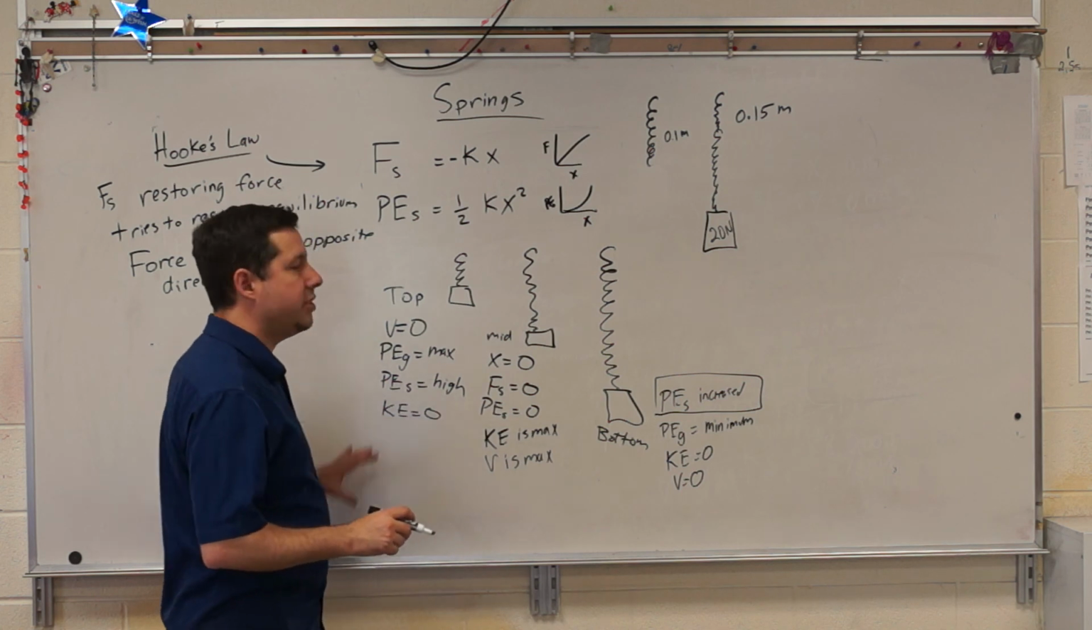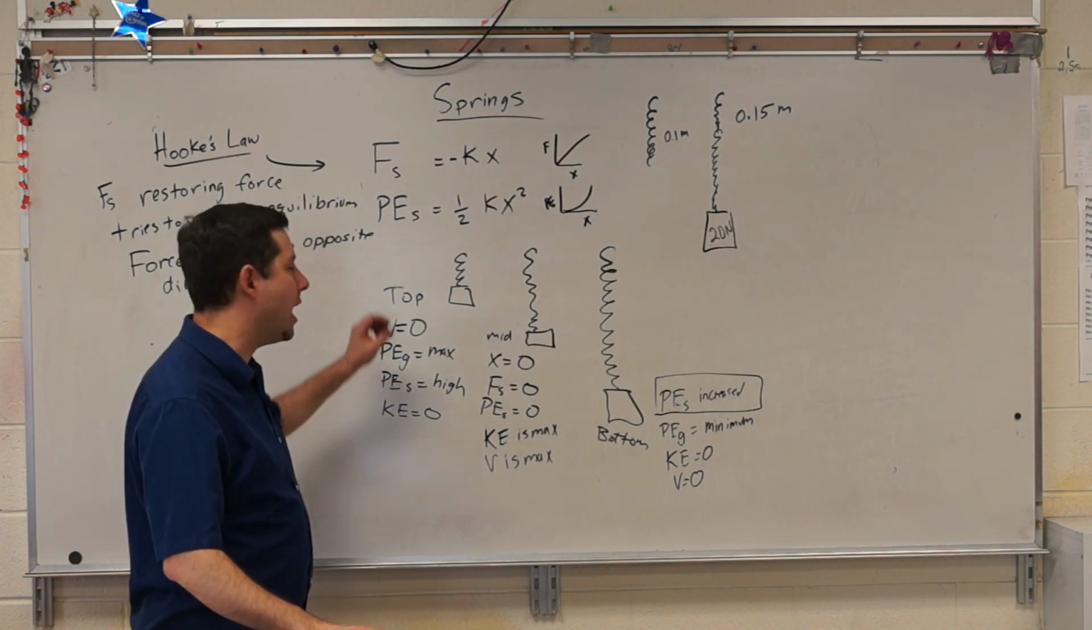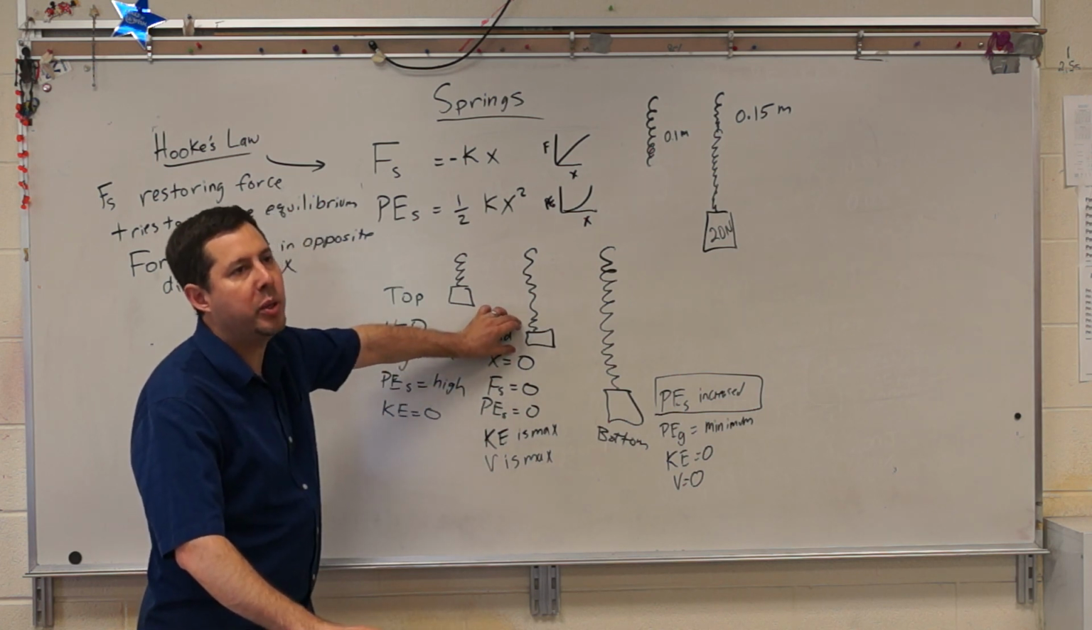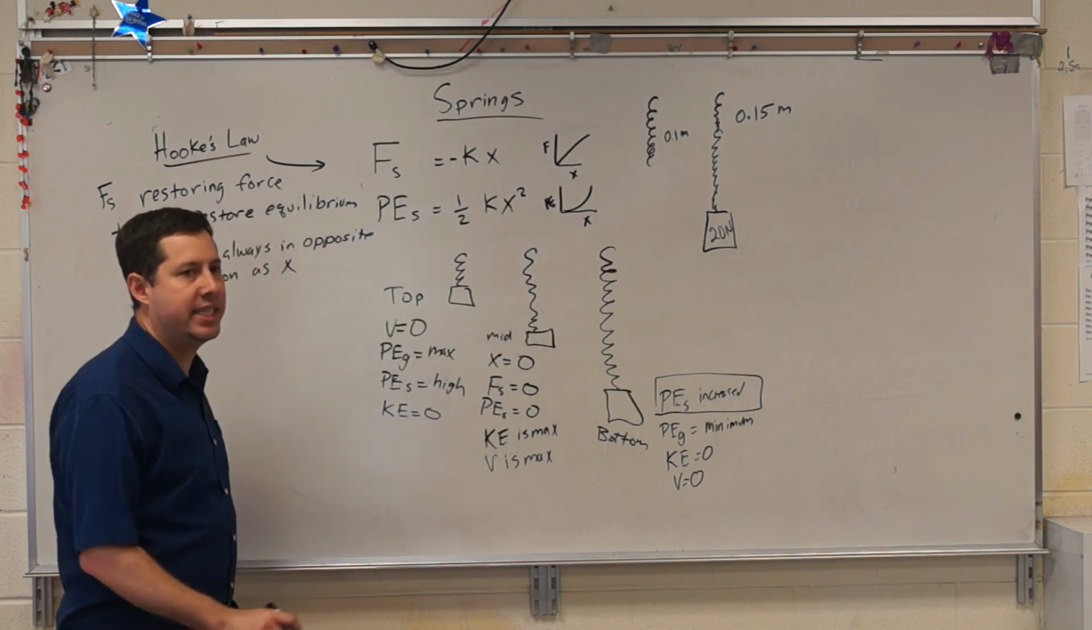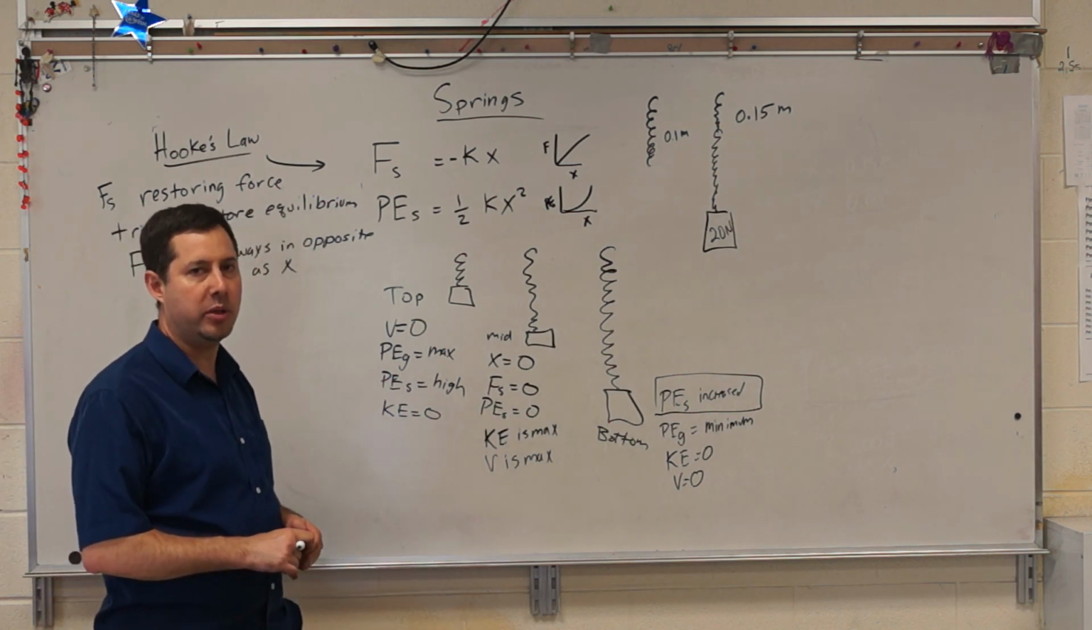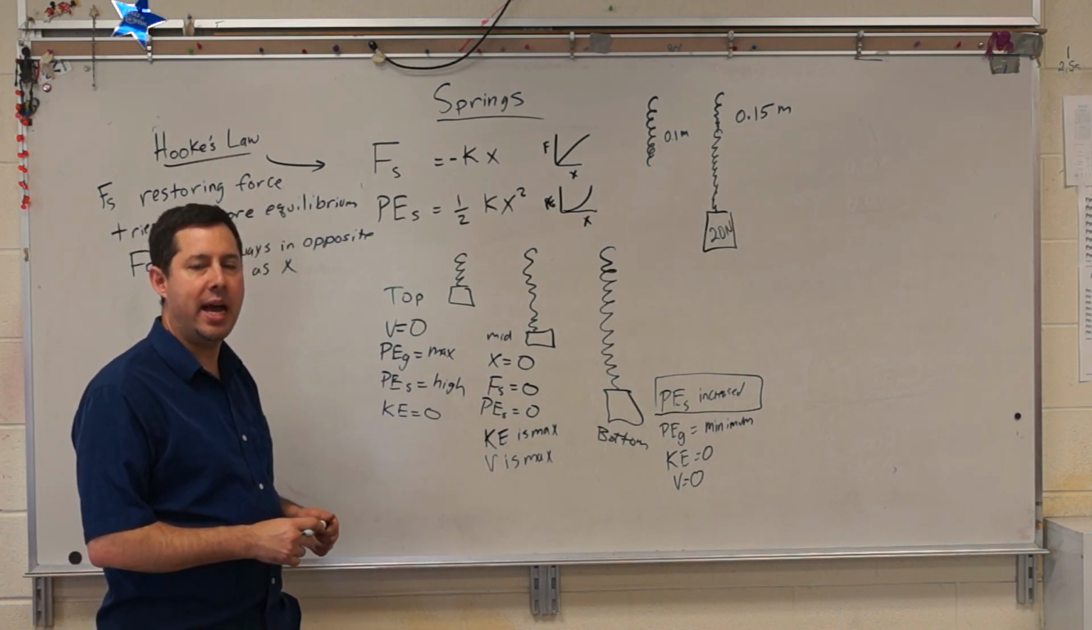So in something like this, you still have energy transformations going on as the spring oscillates up and down, always trying to reach that equilibrium point, but not being able to stay there because it has enough velocity to carry it past equilibrium. That wraps up my talk about springs.